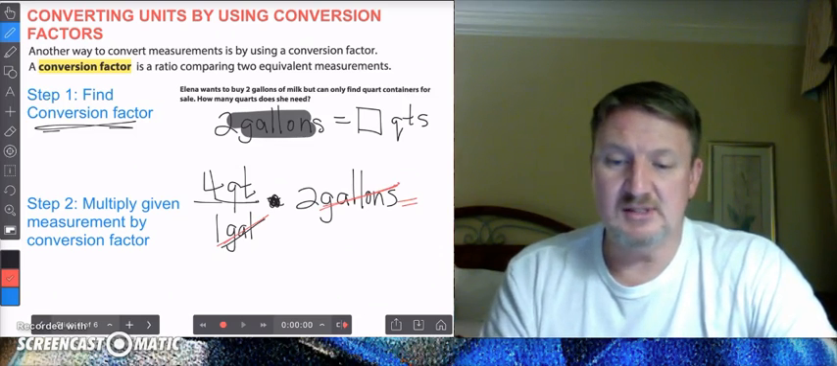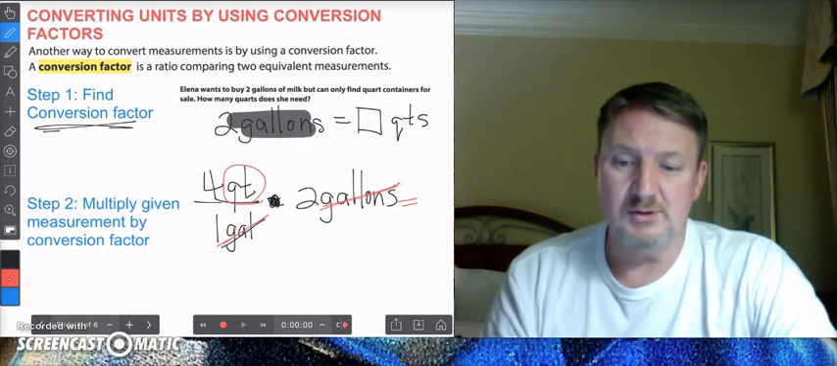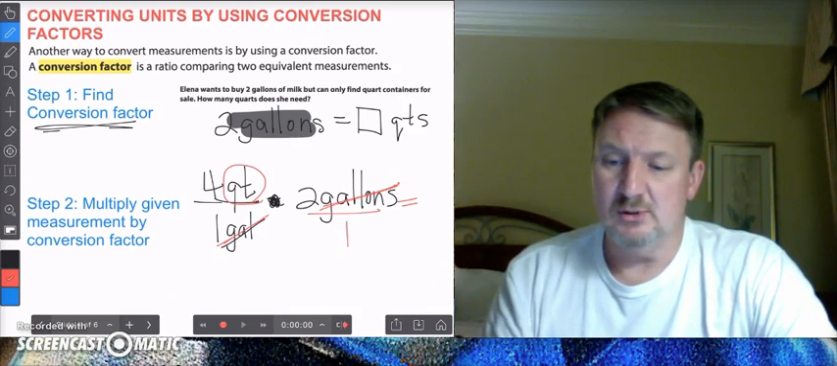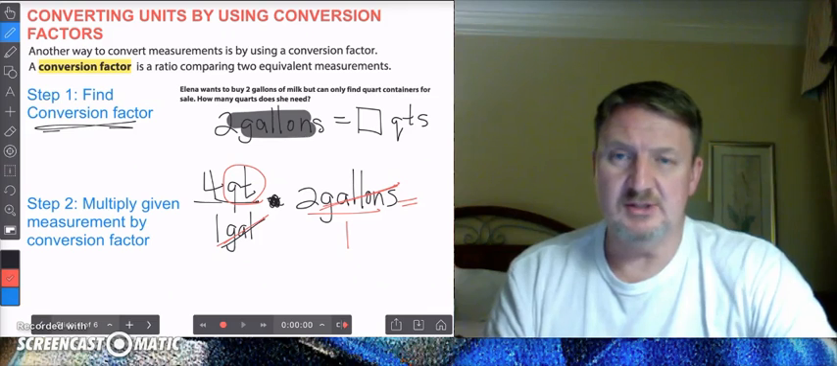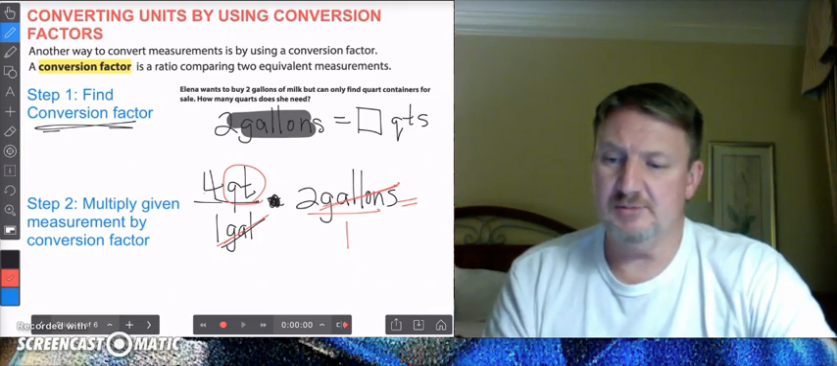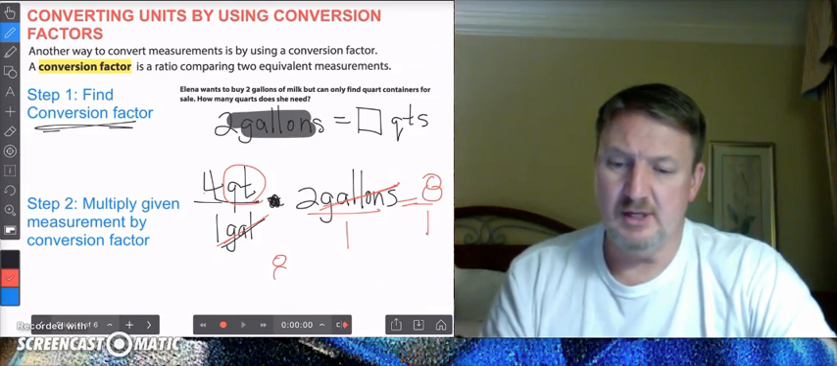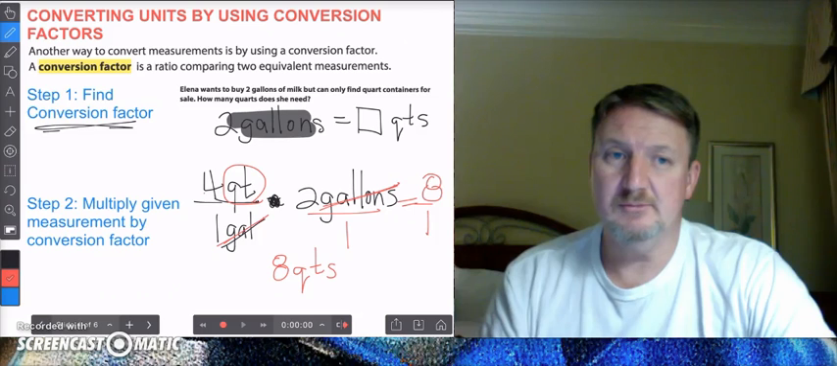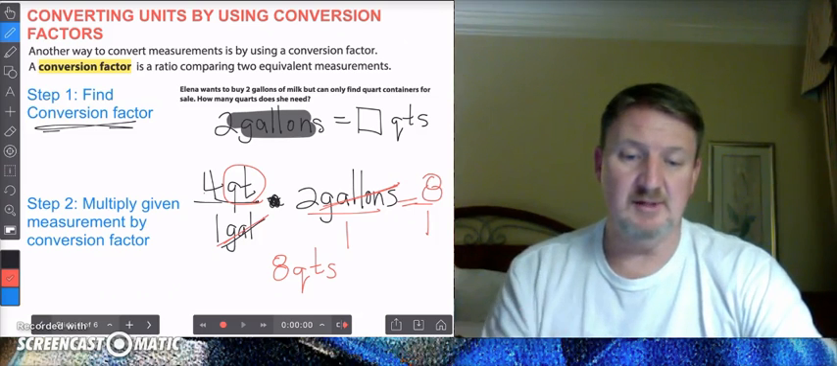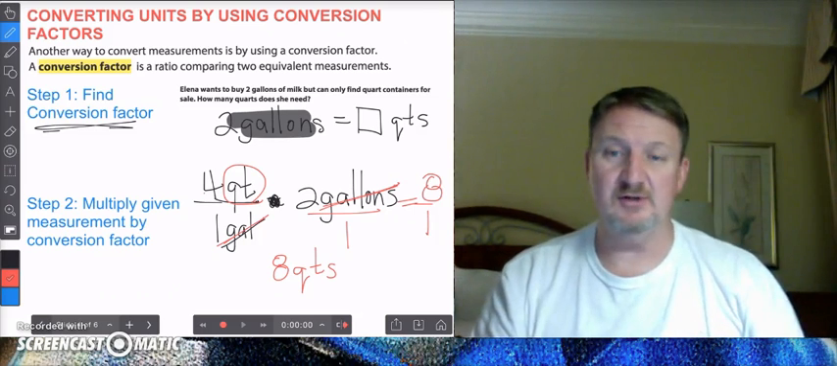Okay, so what's left is that all you have is your quarts. So you basically put this over 1, because you want to multiply the fraction times a fraction. 4 times 2 is 8 over 1. So guess what? There are 8 quarts in 2 gallons. All right? So it's just that easy. You multiply the given measurement by the conversion factor, and that's all you have to do.